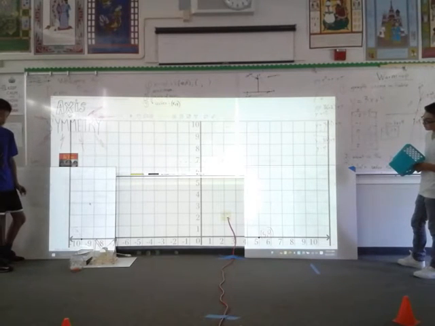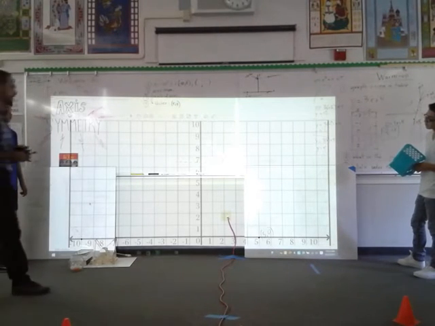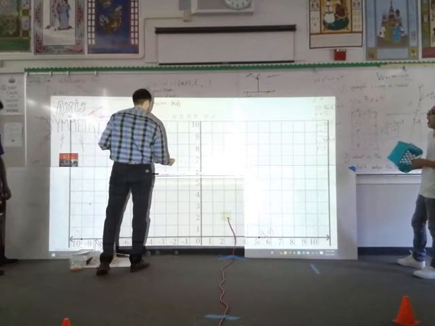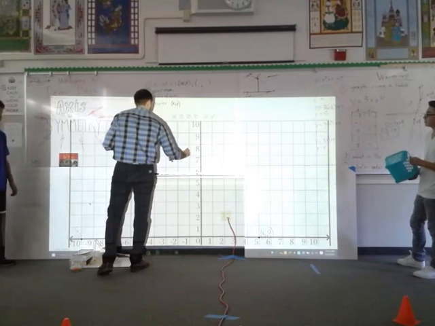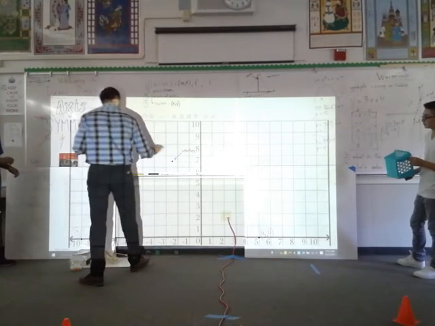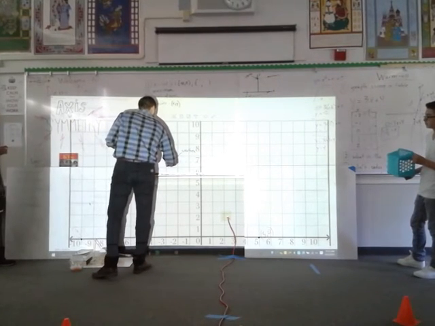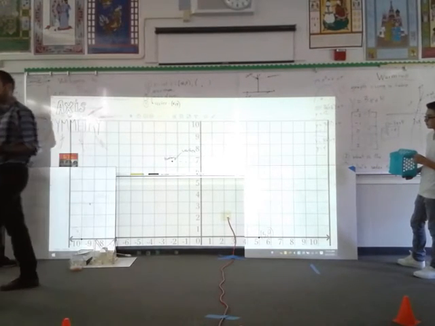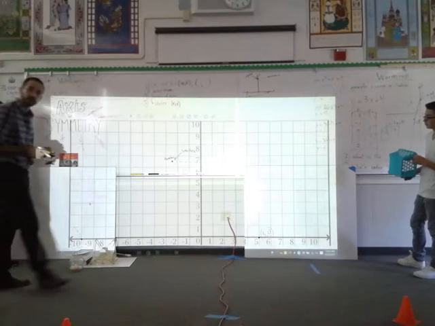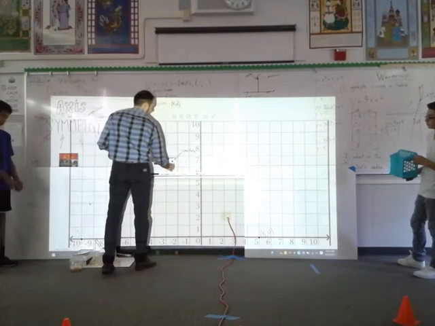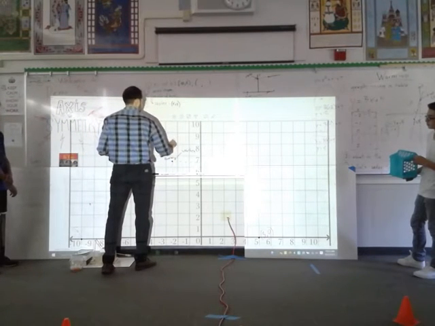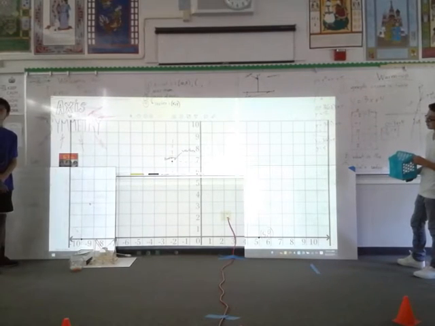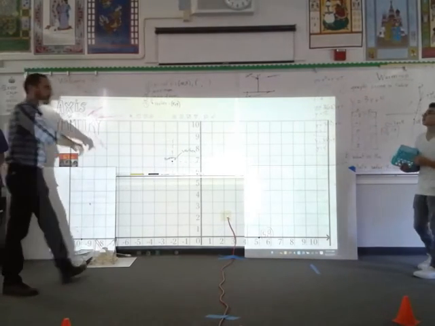1, 2, and right here we end up with our vertex. And that's a max. It's a maximum. The vertex is always on the maximum. The vertex is always on the axis of symmetry. You see how that fits together because the axis breaks it exactly in half, like a mirror.